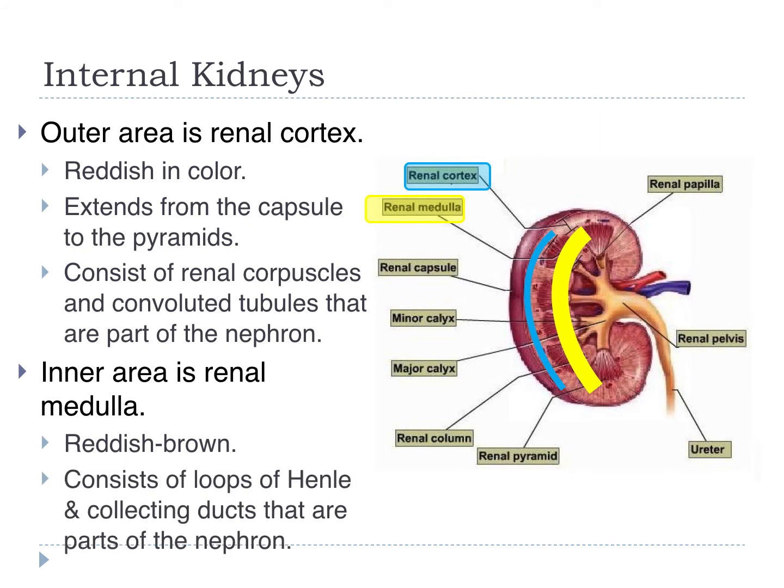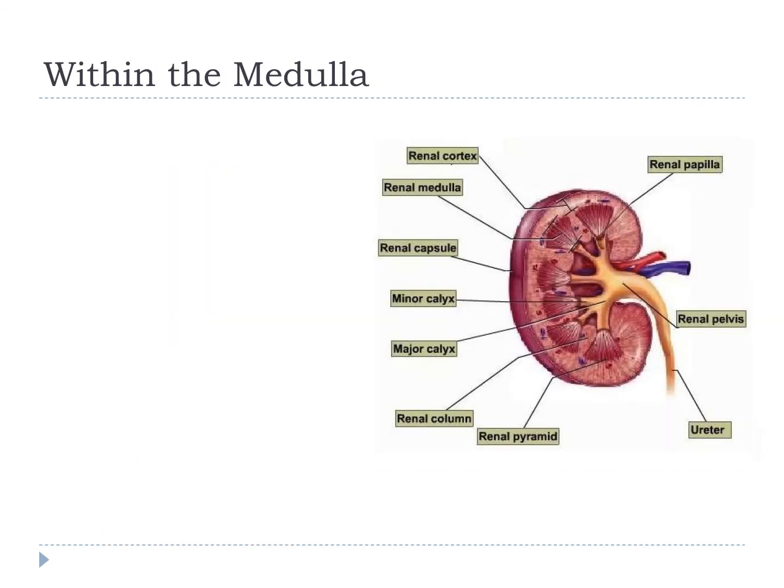This is going to consist of the loops of Henle and collecting ducts, both of which are a part of the nephron that we'll talk about next time. So renal cortex, outer layer, renal medulla, M for middle layer. When we look at the renal medulla, we see those nice triangular type structures on the inside. These are your renal pyramids.